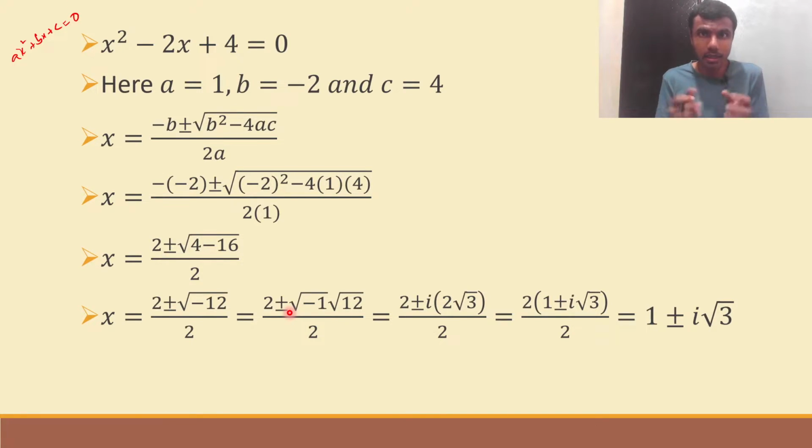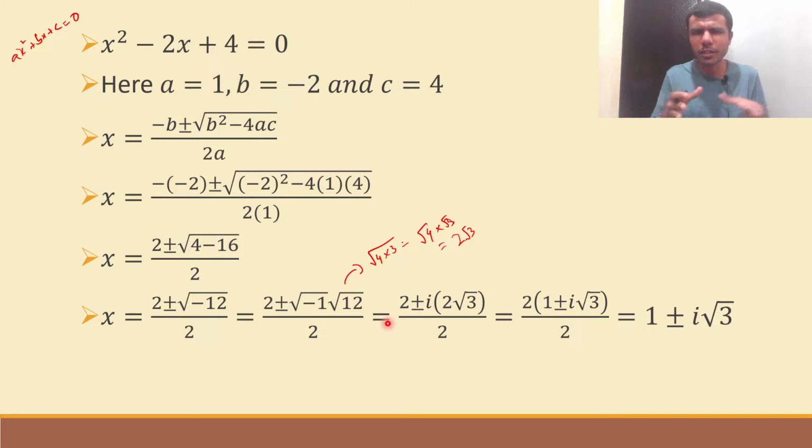Root of minus 1 is i. And what is this root 12? Listen to me carefully, guys. Root 12, I can write it as under root 4 into 3, which is nothing but root 4 into root 3. What is root 4? Under root 4 is 2. So here I get 2 into root 3, means 2 root 3. So that's why root 12 is 2 root 3.